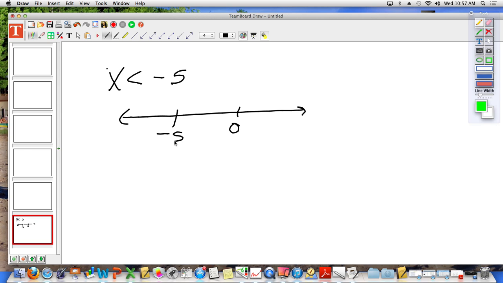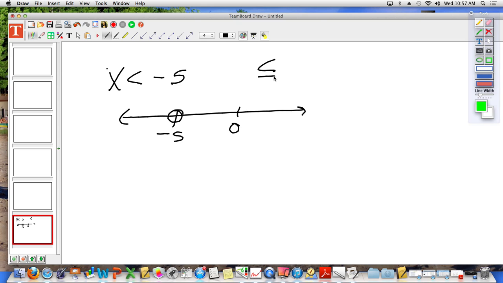You have to decide whether or not your circle should be colored in or left empty. In this case, we're going to leave it empty because the inequality symbol in this problem is just less than. It does not say less than or equal to. If it said less than or equal to, then you would color in the circle. But because it's less than -5, that means it does not include -5. It's just the values less than -5.